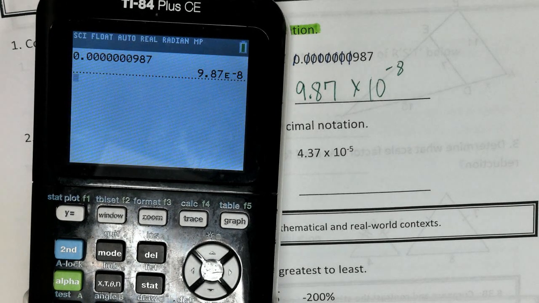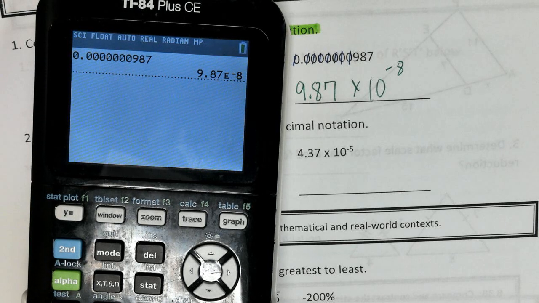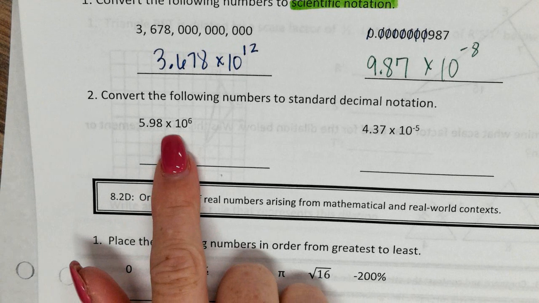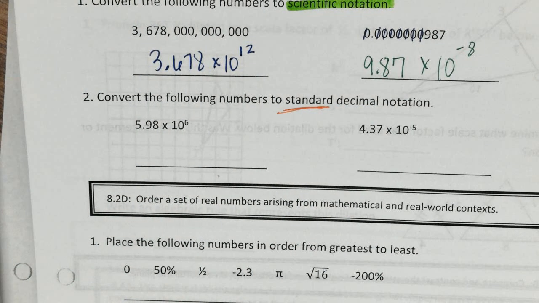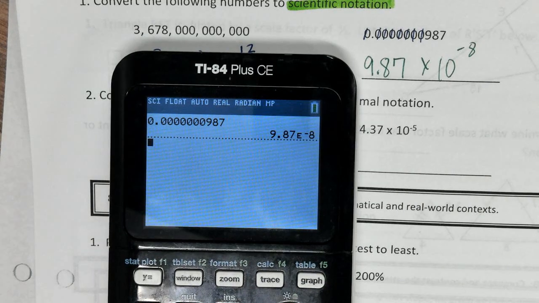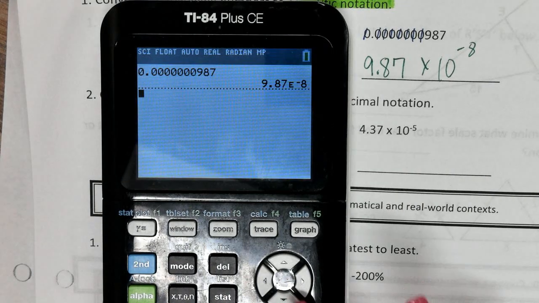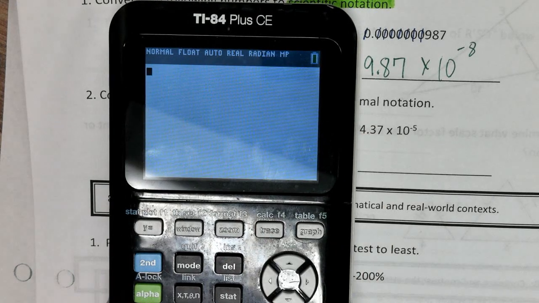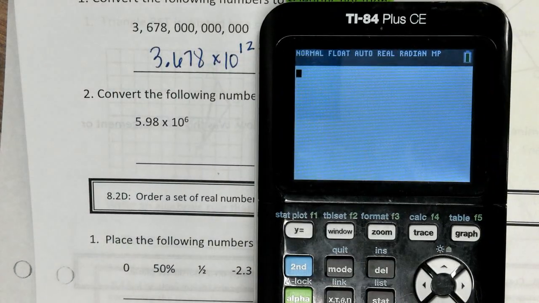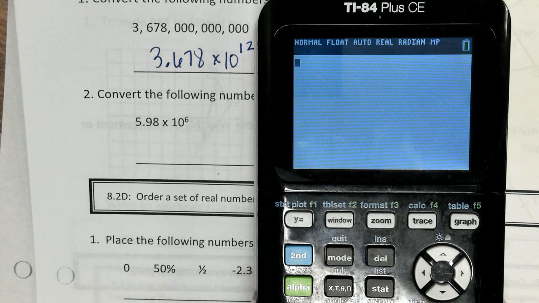Okay, I really want to make sure y'all get those correct on the STAAR test because those are just super easy. Okay, on the next one though, they are already in scientific and they want you to go back to standard. Standard means what? Normal. So I'm going to go back to mode, go back to normal, and then we're going to type it in. Remember that if it doesn't do it, you have to do it by hand.